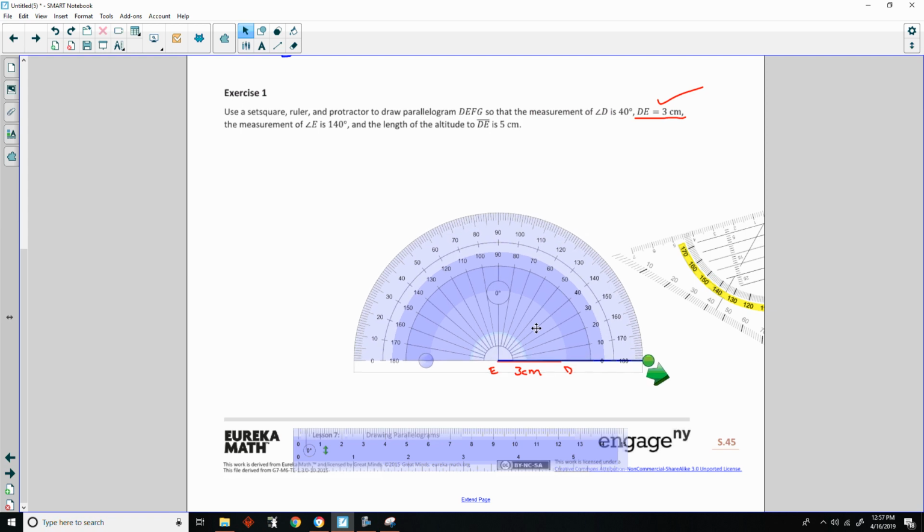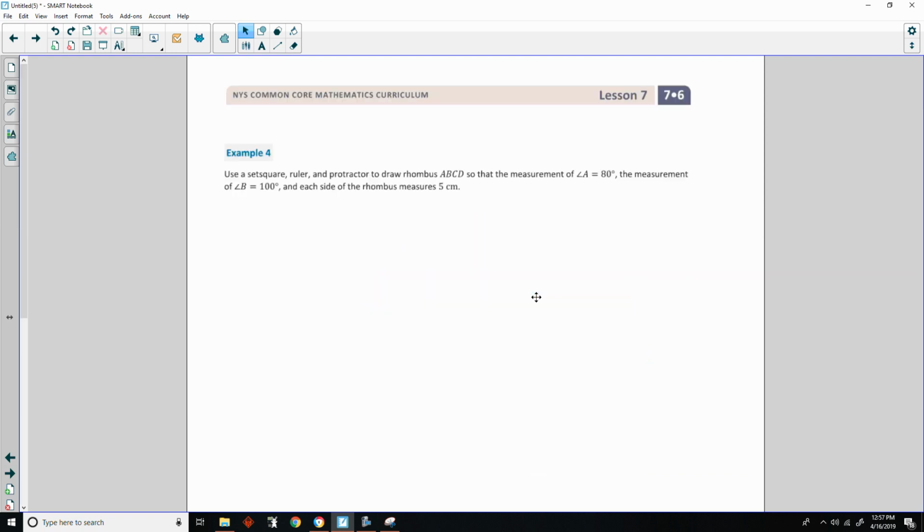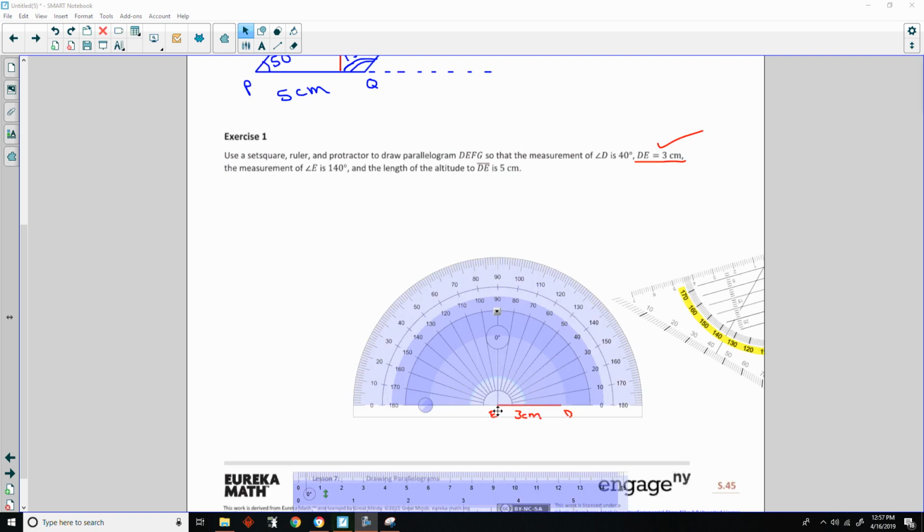So then I set up my protractor so that the crosshair is right on E, and this line at 0 degrees is right on the segment I drew of DE. So now I'm going to mark where 40 degrees is. So here's 40 right here. Measure of angle D is 40. The measure of angle E is 140. So let's do E first. And 140 is right here.